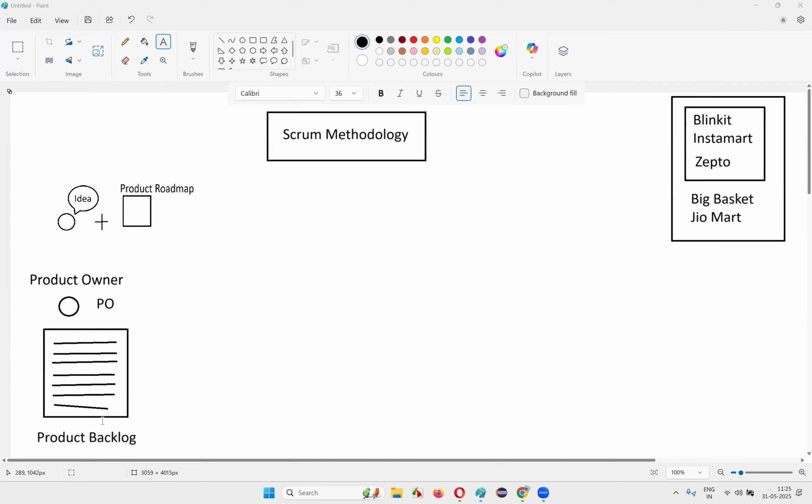And these requirements are not like a BRS document. They are small chunks of requirements. They are generally called user stories. Everyone type in the chat box: user stories. Each and every small chunk of requirement that a product owner is adding into this product backlog is generally called a user story, or user stories. All these are user stories. User stories means what? Small chunks of requirements.